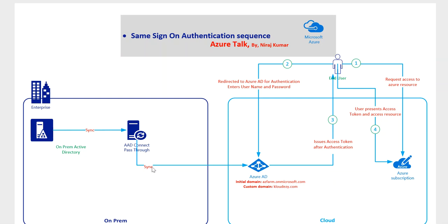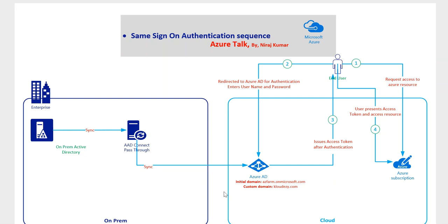But apart from that, everything else remains same. Your user still gets authenticated here against Azure AD. The authentication doesn't come back to on-prem. User thinks that he or she is using same user ID and same password, so that's why they get a feeling that I have only single identity.